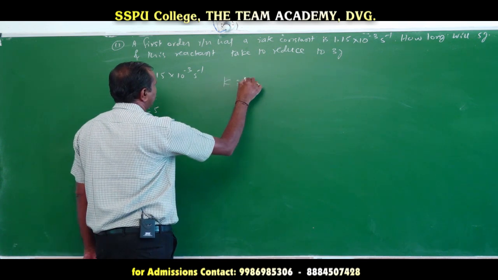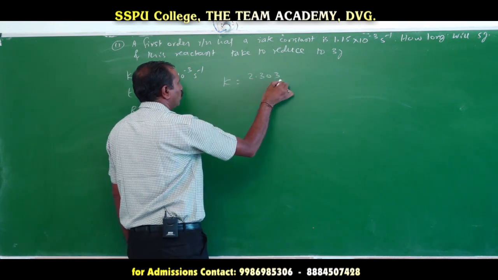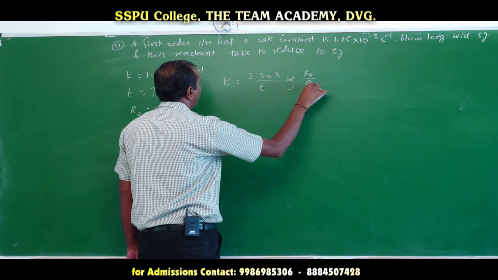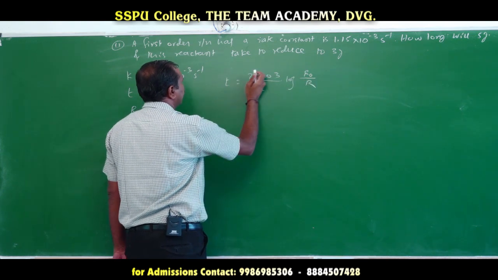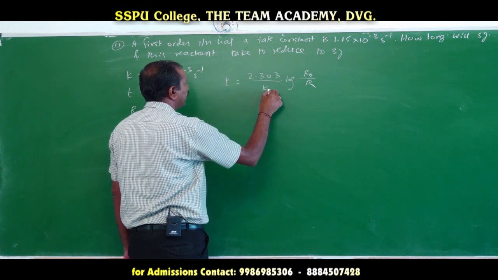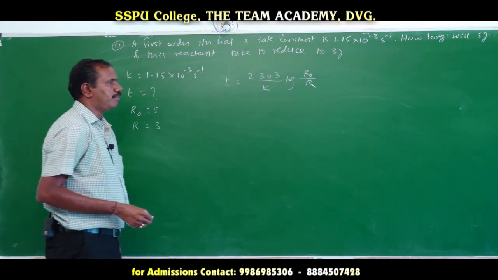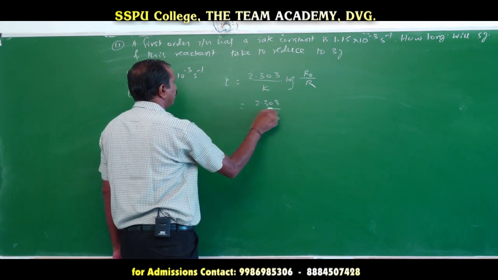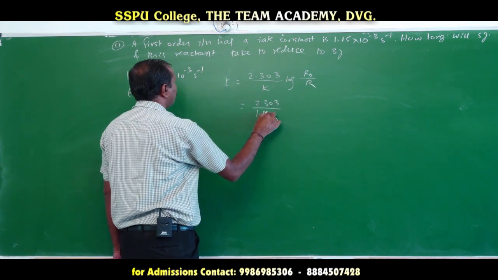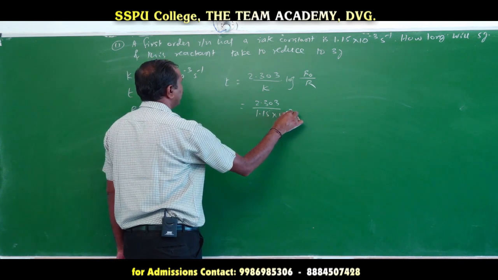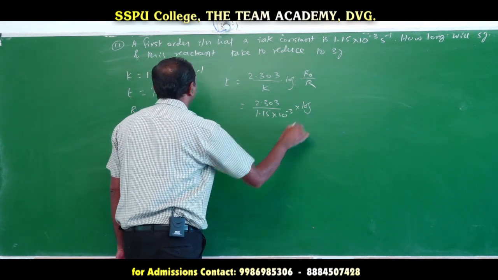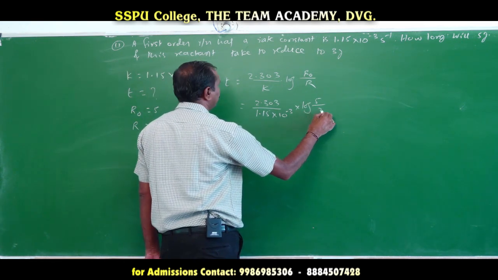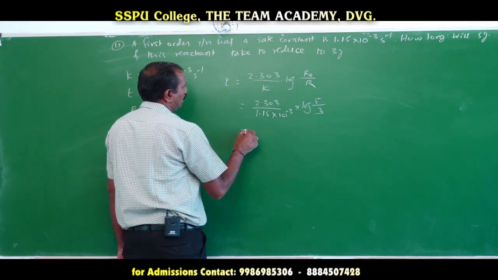So the first order kinetic equation we know is k = 2.303 by t into log of R naught by R. So if you take t, that equals 2.303 by k into log of R naught by R. So substitute those values: what is the value of k? 1.15 into 10 to the power of minus 3, into log of R naught, concentration is 5, divided by R value, that is 3.